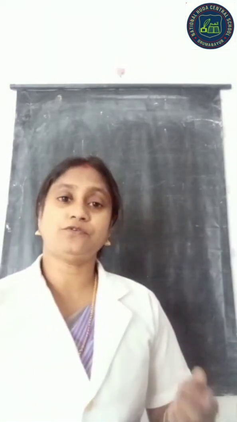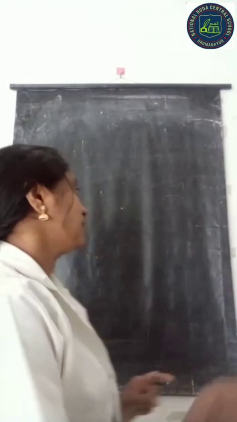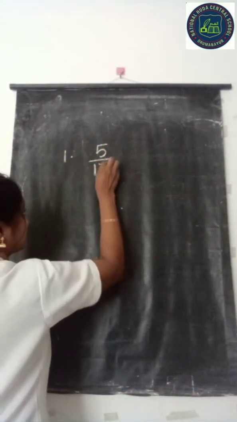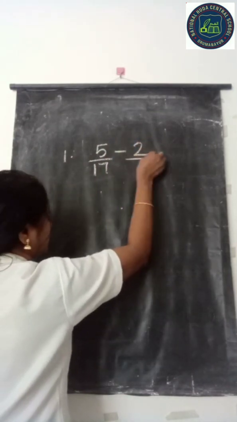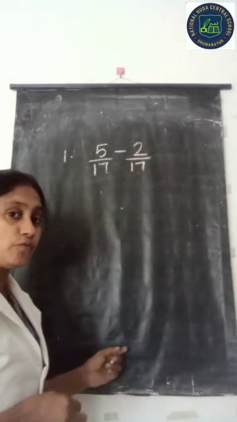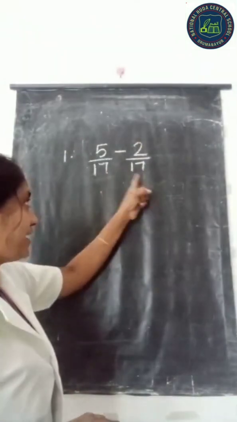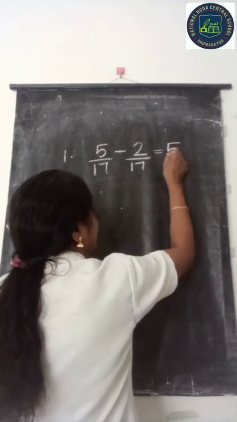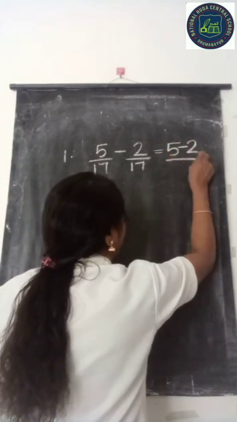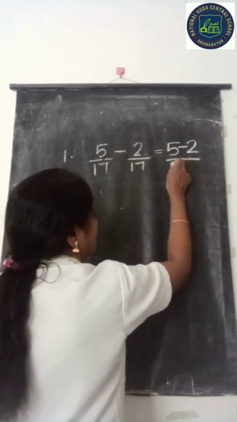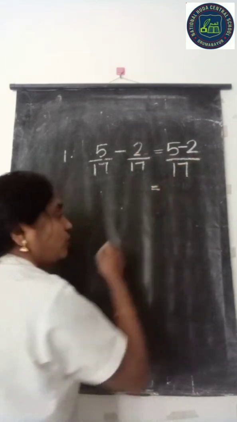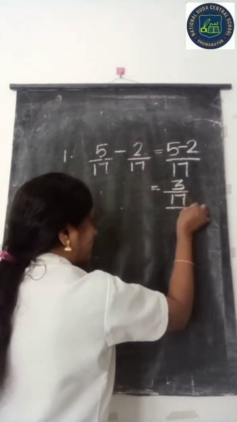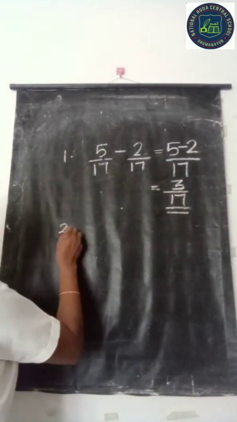Now we can study how to subtract two like fractions. 5 by 17 minus 2 by 17. These two fractions are having same denominators. Therefore, we can directly subtract the numerators. 5 minus 2 divided by 17. That's equal to 5 minus 2 equal to 3 by 17. Second question.